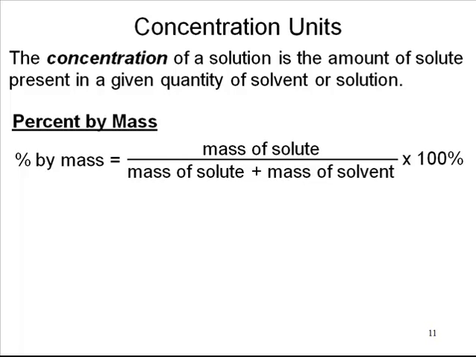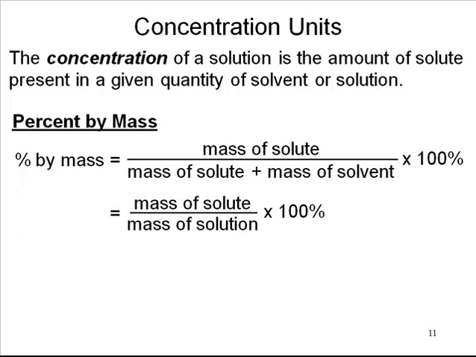To do this, you just take the mass of the solute and divide it by the total mass. So percent is the amount per 100. Percent is just solute divided by the whole thing. That's it. Times 100, of course, because you want percent. This is an easier way of including this.